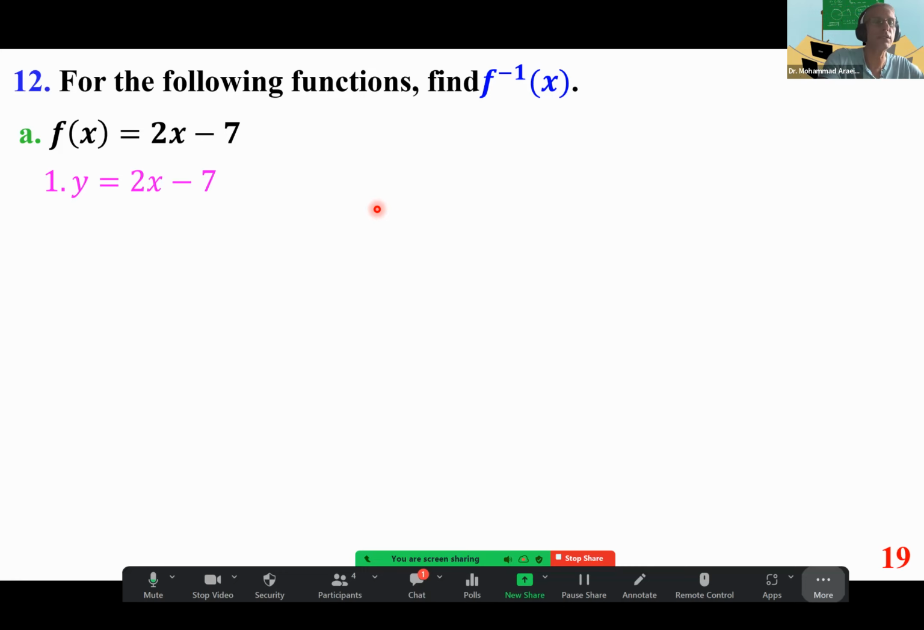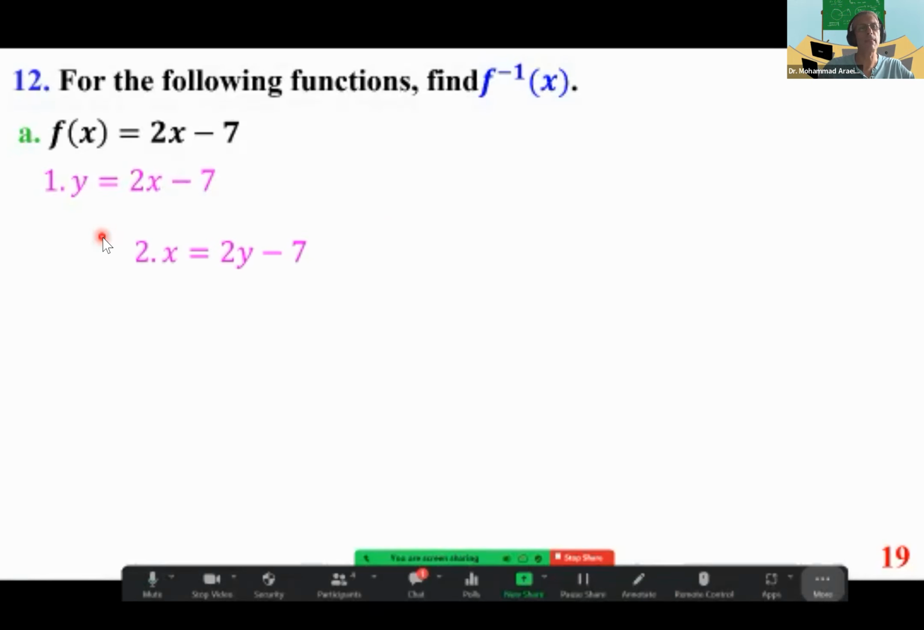So we're going to replace the y and change it to x. We replace the x and we change it to y. So interchange these two. Here's the next step. So y becomes x, x becomes y. Right in this step, we do have the inverse.